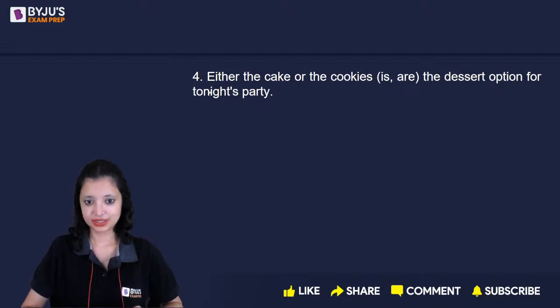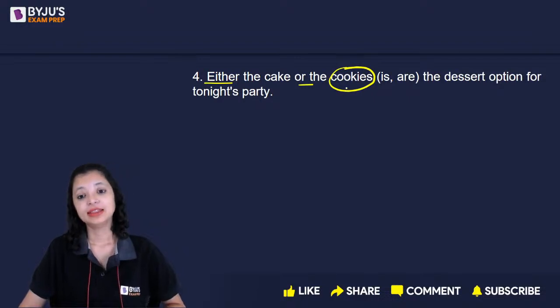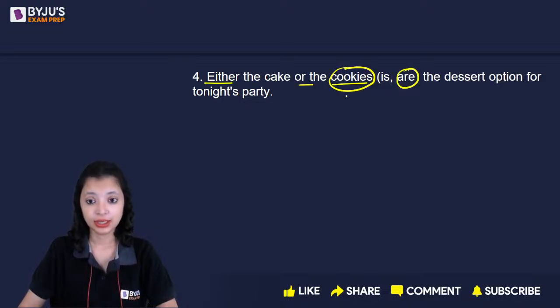The rule was in pairs of conjunctions like either or, neither nor, not only but also, we look at the last subject and then we take its verb form. The last subject is cookies. Cookies is plural, our verb form should be plural. Had this been cookie, I would have taken is. But since we have a plural last subject, our verb form is going to be plural.